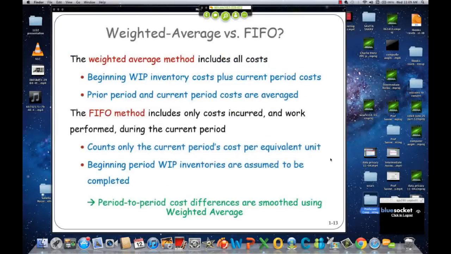Okay, so okay, got it. Weighted average or FIFO.